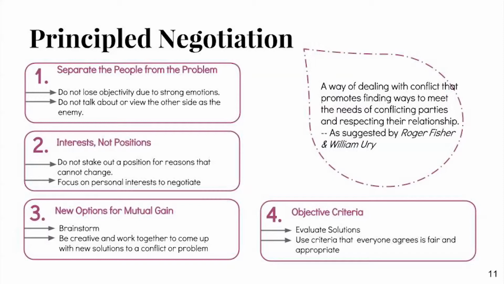Here are some steps to properly negotiate a conflict. First, make sure to separate the people from the problem. Don't lose objectivity due to strong emotions. Secondly, look at the group's interests, not position. Don't stake out and keep arguing a point that you know is going nowhere. Third, brainstorm. The more you do it, the more creative ways you can come up with dealing with this conflict. And lastly, stay objective. Evaluate the situation and use criteria to make sure.